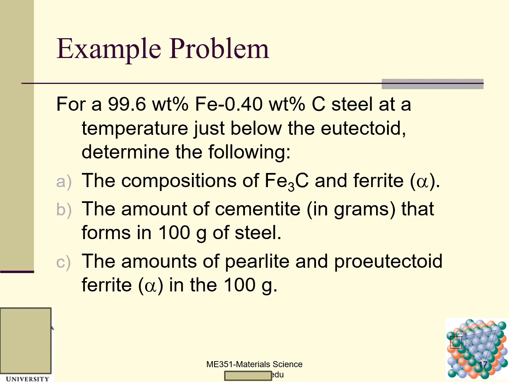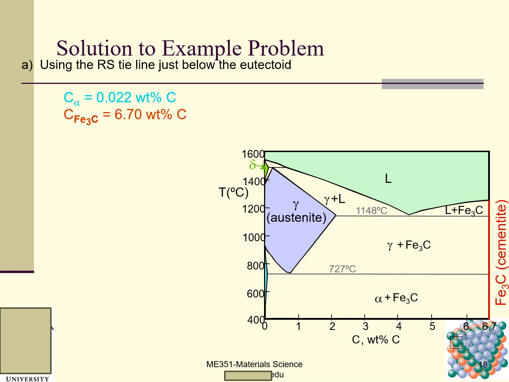So, example problems. For example, for a 99.6 weight percent iron and 0.40 weight percent carbon steel at a temperature just below the eutectoid, determine the following: the composition of cementite and ferrite alpha, the amount of cementite in grams that forms in 100 grams of steel, and the amount of pearlite and proeutectoid ferrite in the 100 grams. And the solution you can see here.